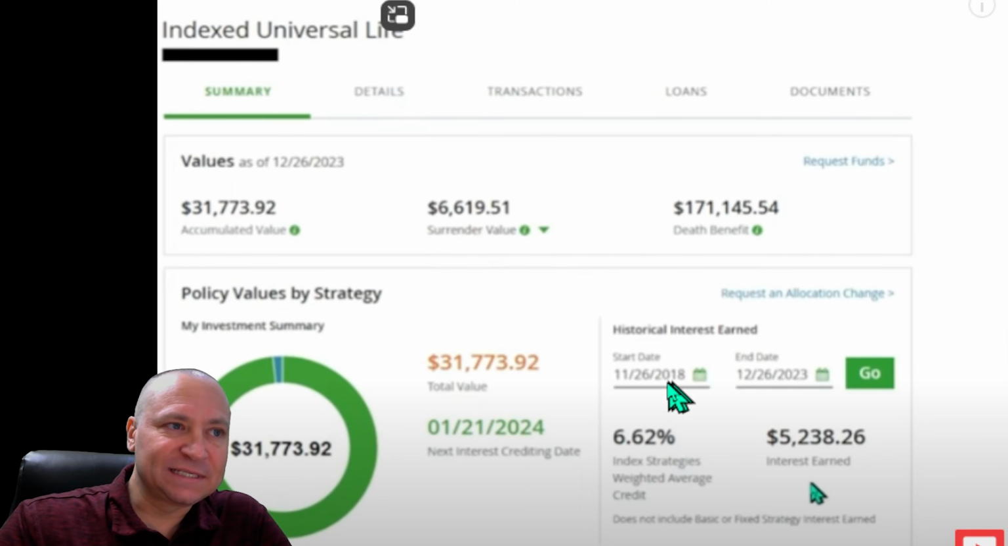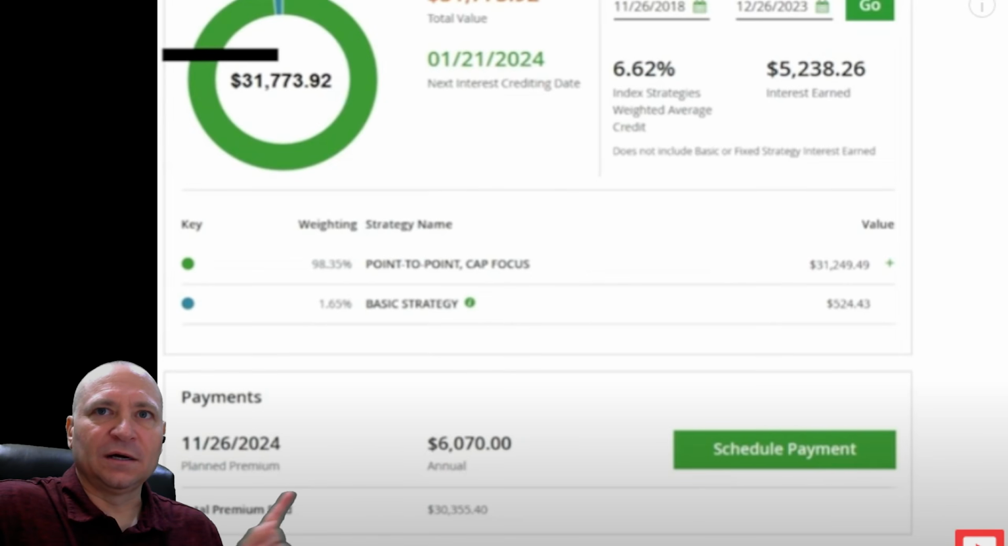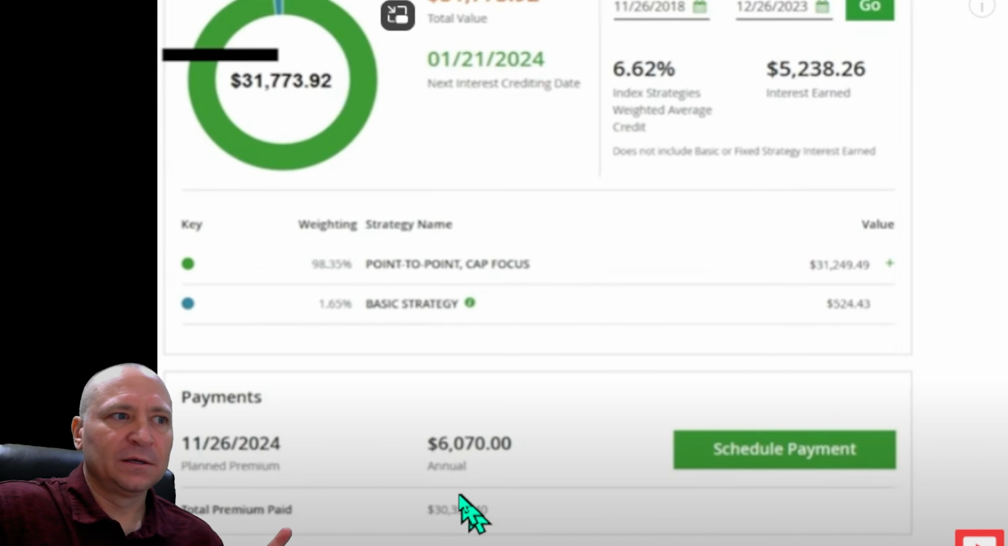And you can see here, since my inception date in 2018, the average return is 6.62%. And the total that I've earned in interest is just over $5,000. Now, we're at $30,000 in accumulated value. I didn't have $30,000 every year in the policy, right? So these are the cumulative totals here, total interest earned, and this is the average credit for each year. Here we can see my planned premium listed over there, and then right here, total premium paid.